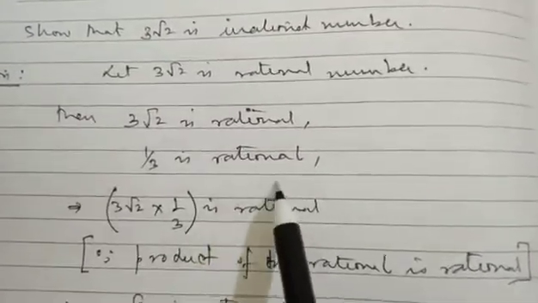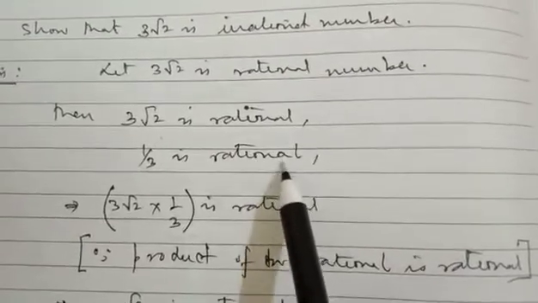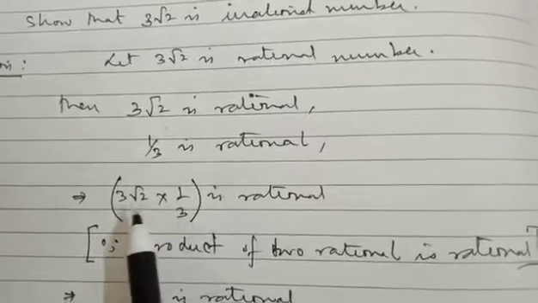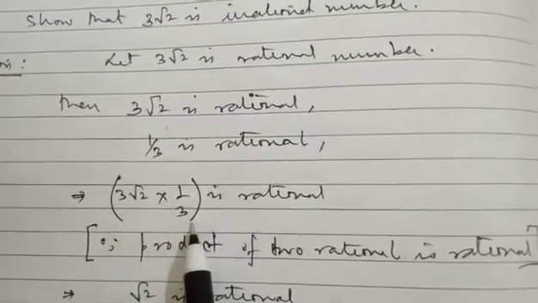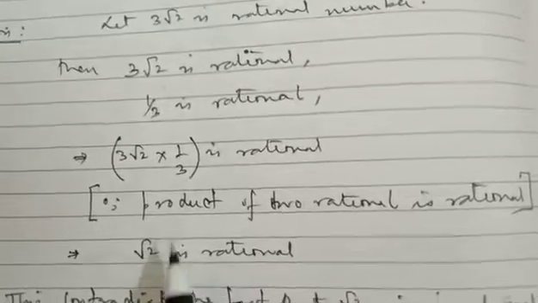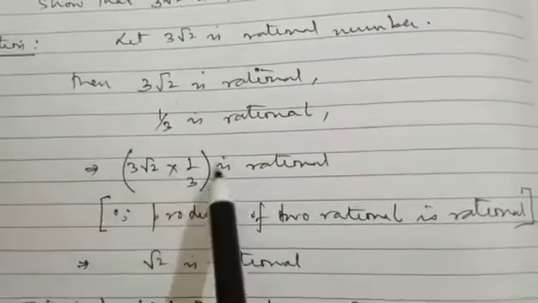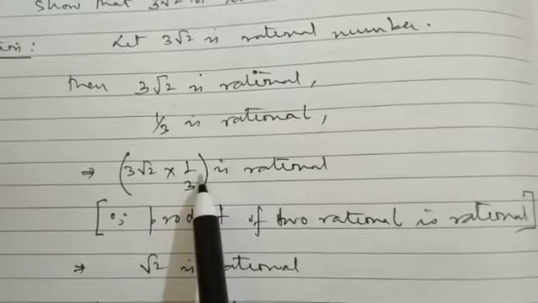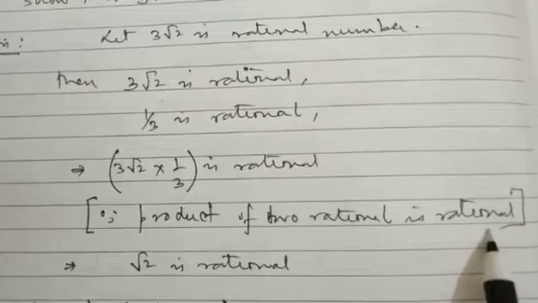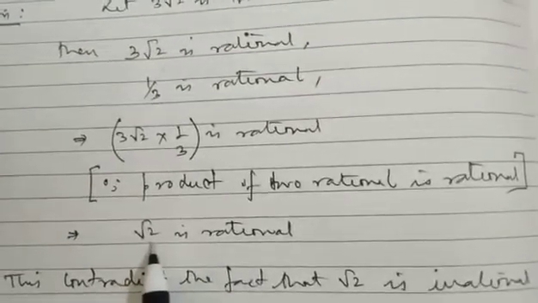We take up one more number here, 1 by 3, as a rational number. Now why have we taken 1 by 3? The reason is here. When we multiply 3 root 2 by 1 by 3, we will get the answer root 2. And here, this is a rational number. This is also a rational number. And by the property of real numbers, we know the product of two rational numbers is also a rational number. And so we can conclude that root 2 is a rational number.